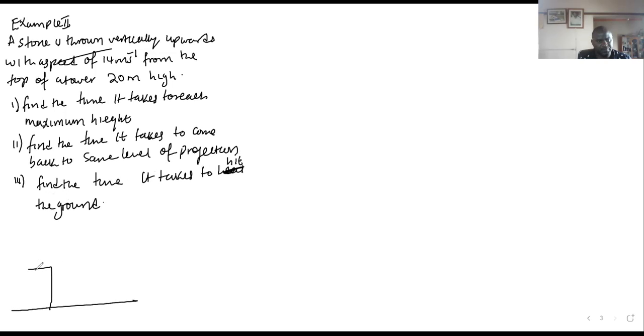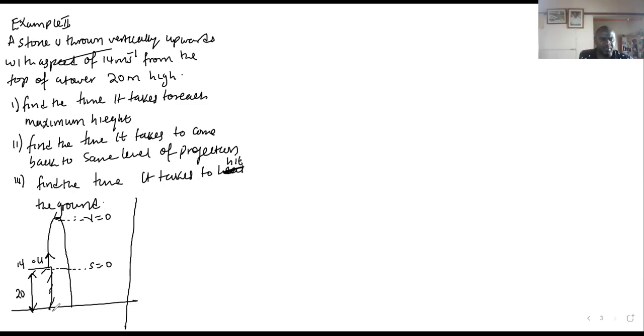This is our tower. Project a stone from here. I think everyone has ever thrown a stone. But nowadays, kids don't throw stones. You may remember in our time, everyone has ever thrown a stone. So U is 14. This is the level of projection. This is maximum height, where V is 0. Here S is 0. Then downwards, it would cover a distance of 20 meters. It's okay to call it negative 20 from the word go.